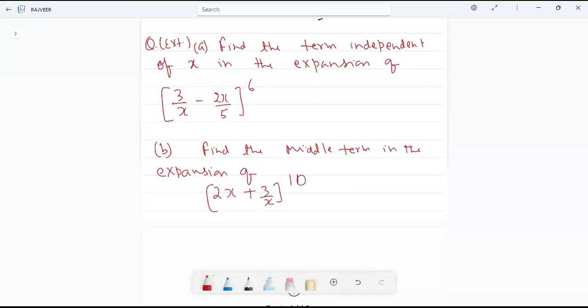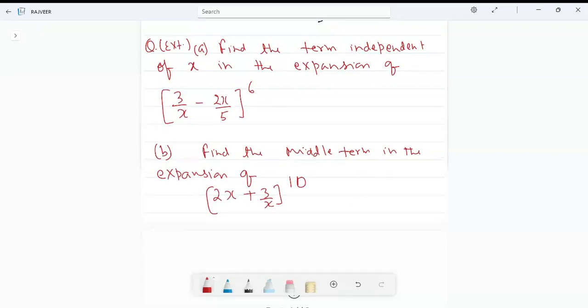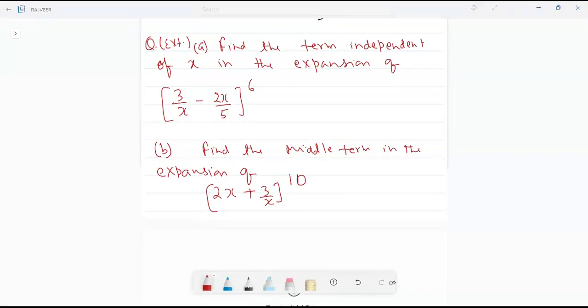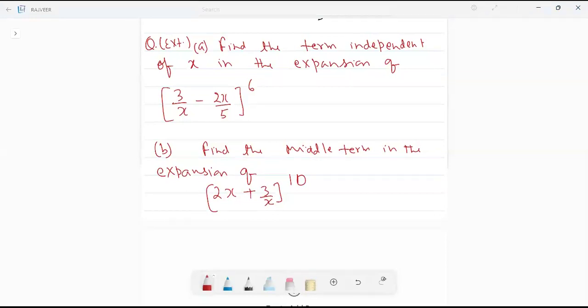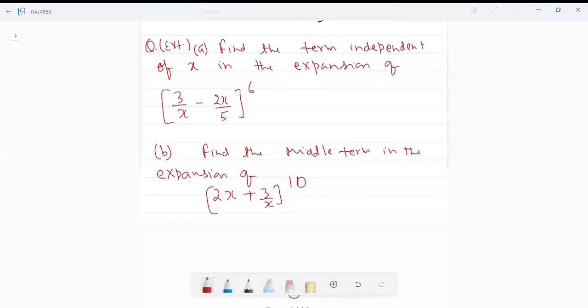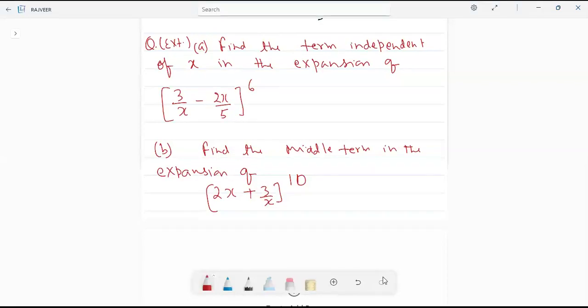So this question has two parts. In the first part, you need to find the term independent of x, and in the second part you have to find the middle term. Both of these types of questions we have already discussed. We have already done lots of practice. Hopefully you will be able to do it. Okay. So it's your turn now. Do it. No need to expand all these things. Expansion is not required in such questions.